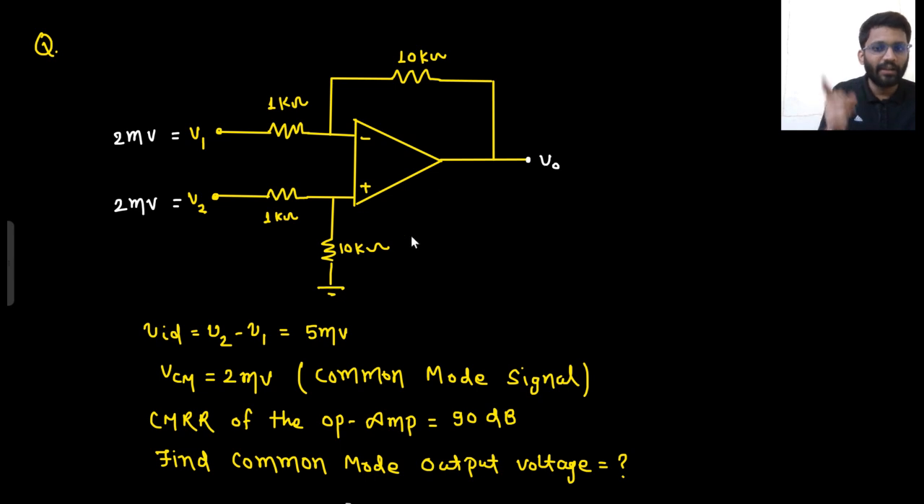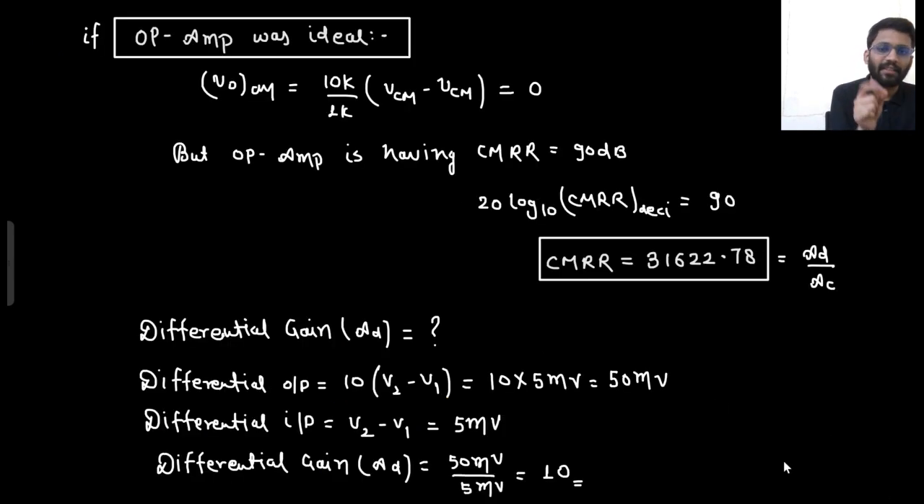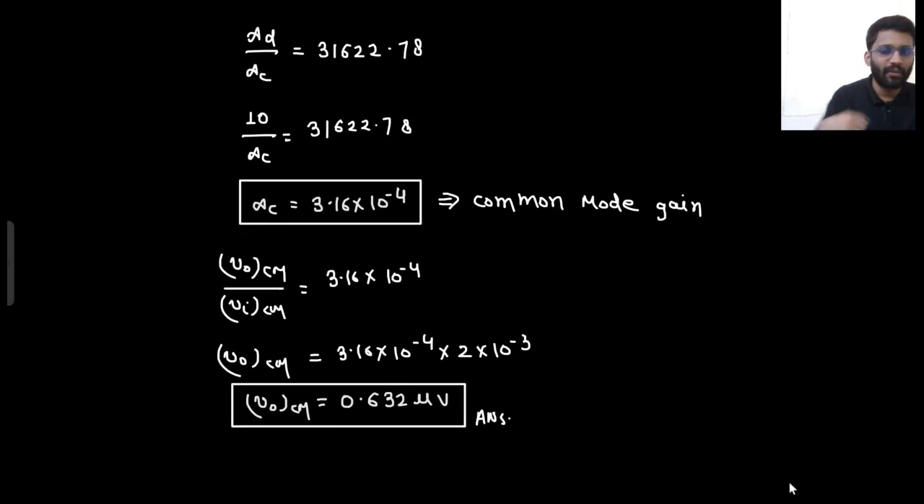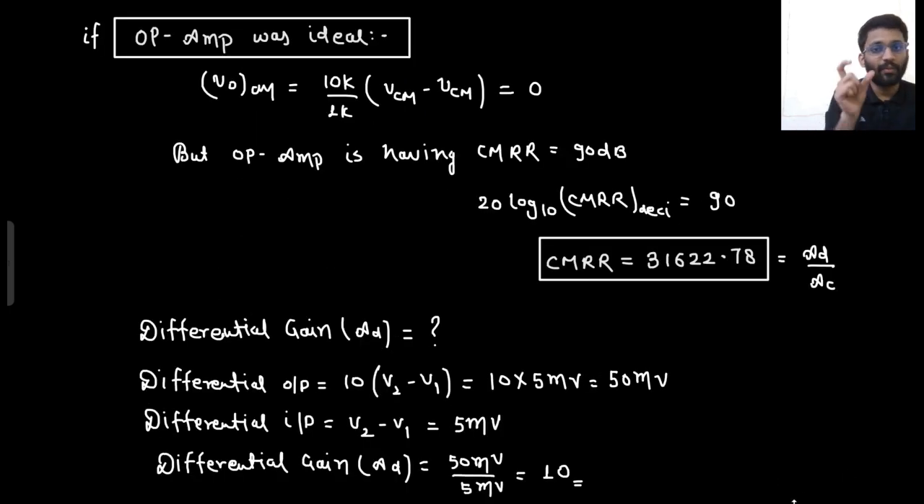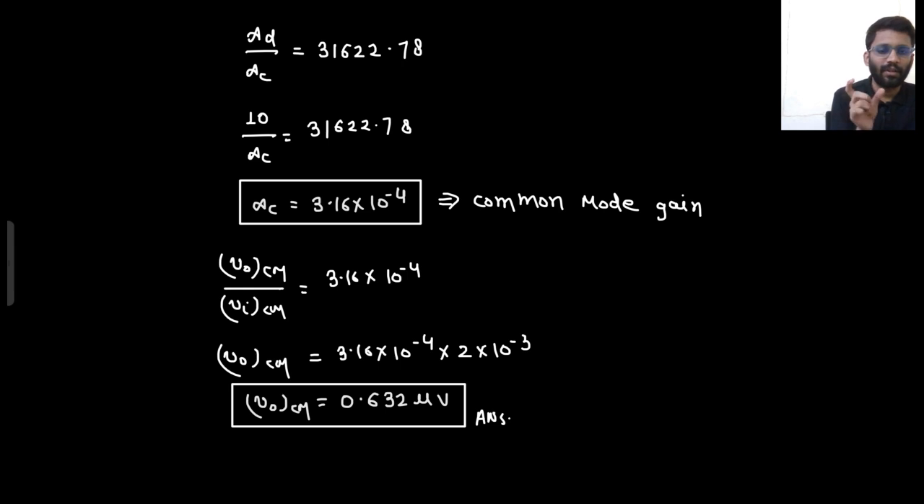But here the OpAmp was non-ideal. It was having some CMRR. If it was having some CMRR, then certainly you are having some common mode gain. So that common mode gain we calculated, and from there we could calculate some common mode output. Ideally the common mode output should have been 0, but from the given question we calculated the common mode output.